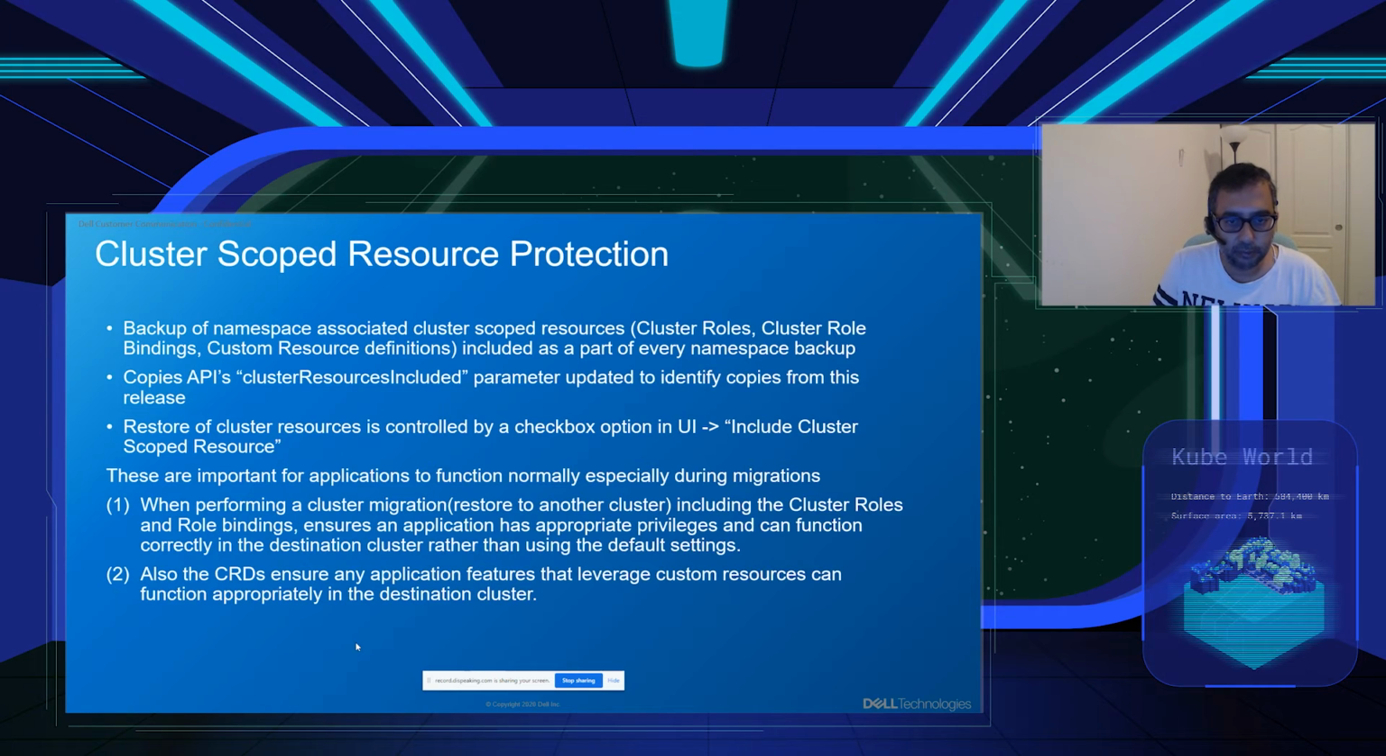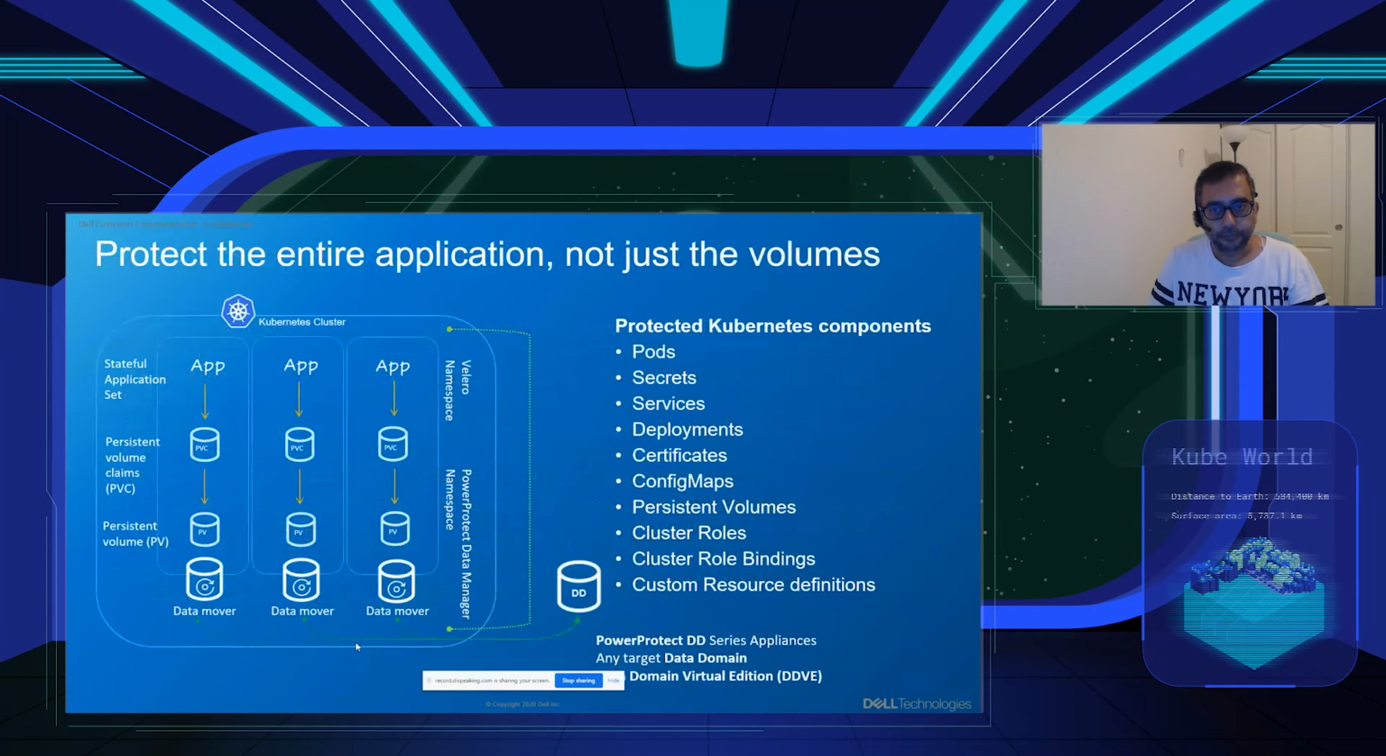So when you're migrating from one cluster to another, the cluster roles and role bindings ensure that the application has appropriate privileges, so it functions correctly in the destination cluster. And the CRDs ensure any application features that leverage these resources can function appropriately in the destination cluster. So there you have it, the snapshot of all the different components that are protected by PowerProtect to protect the entire application, not just the volumes.